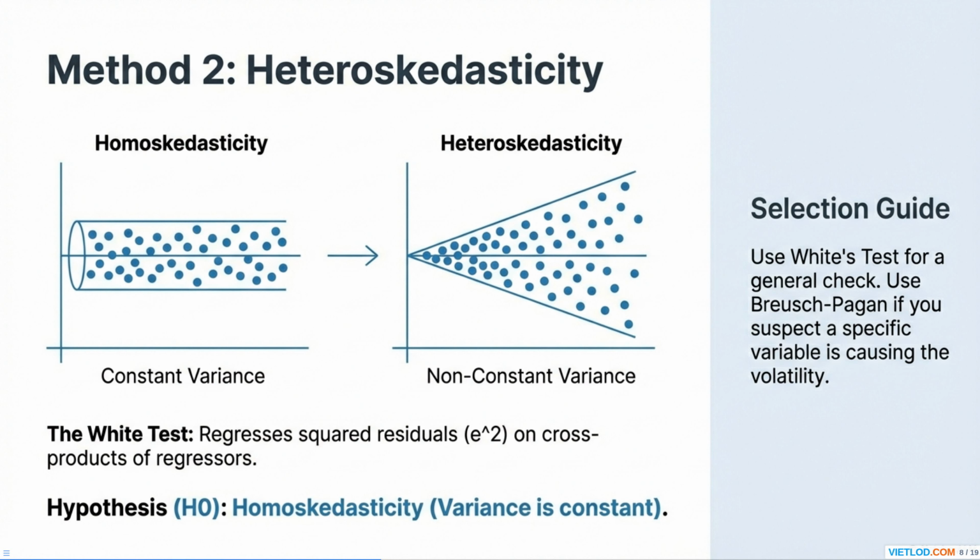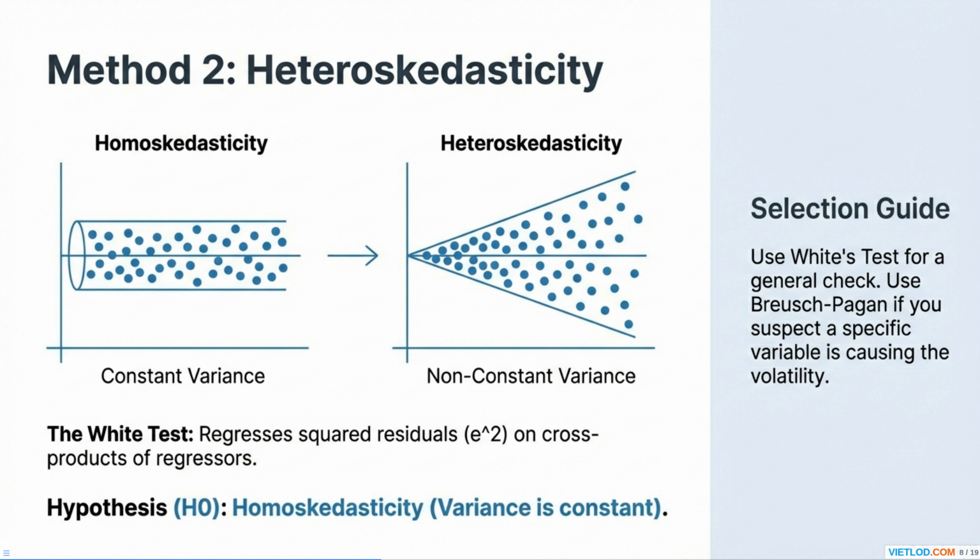Moving on to our second diagnostic method, let's discuss heteroskedasticity. This occurs when the variance of the error term in our regression model is not constant across all observations, which violates a key assumption called homoskedasticity. Conceptually, if you plot your residuals, homoskedasticity would show them evenly scattered around 0, forming a consistent band. In contrast, heteroskedasticity would appear as a fanning out or cone shape, indicating that the spread of errors changes with the values of your independent variables.